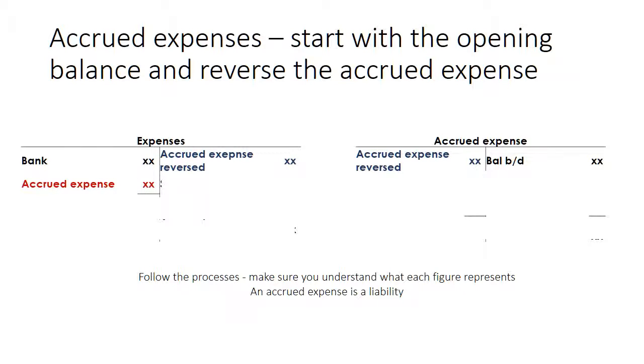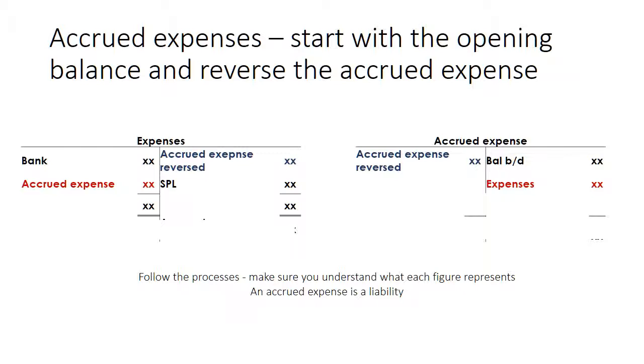Next figure then is any accrued expense at the end of the year. So have we incurred an expense that we haven't yet paid for? If so, that's an accrued expense. We're going to debit expenses and credit accrued expenses. We can now balance off our expense account for the year. And our balancing figure will go to the statement of profit or loss. And this represents the expenses for the year.